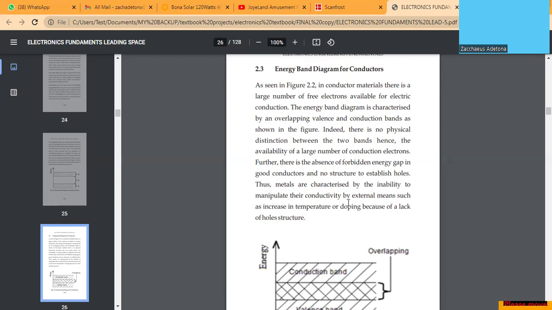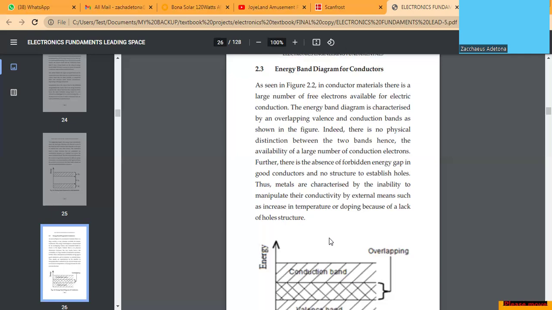And also the absence of a forbidden energy gap in the conductors makes it impossible to establish holes. There is no hole formation. If there is a forbidden energy gap, that means electrons will have to leave the valence band and navigate to the conduction band. As the electrons leave the valence band, they will leave behind holes in the atomic structure. But that is not happening here.